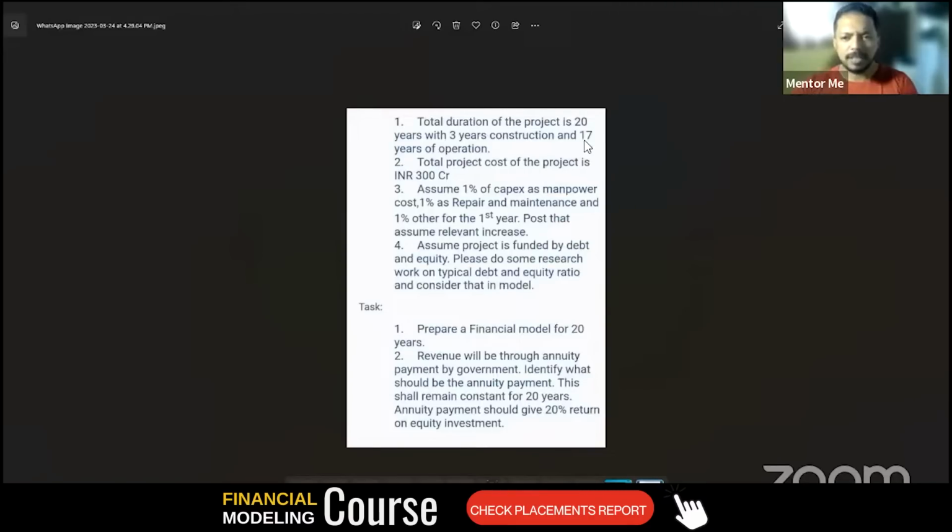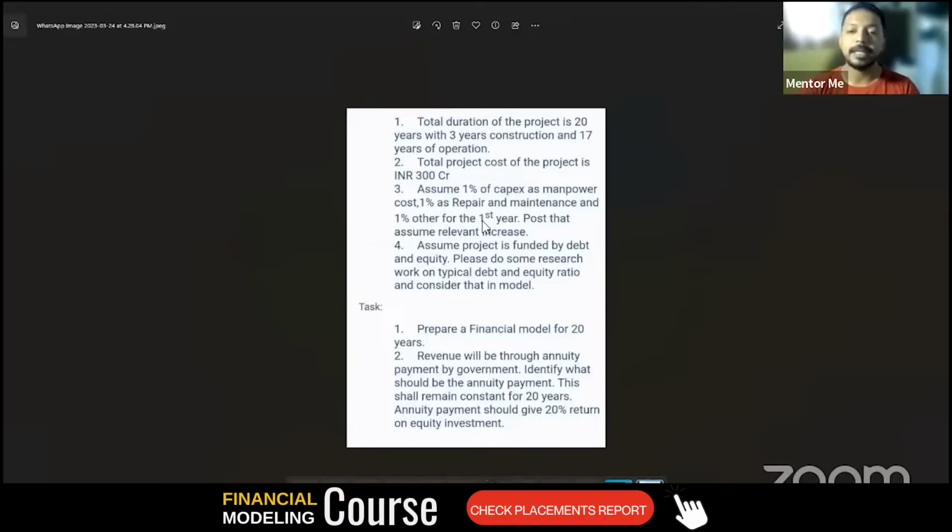Right? So they've just given you very basic assumptions, I mean, nothing much, and they've told you to make a 20-year financial model. Right? So total duration of the project is 20 years with 3 years construction and 17 years of operation. Total project cost 300. Everything is fine till here. After this, the funny part starts.